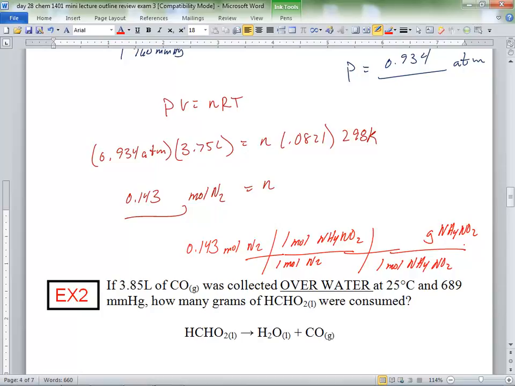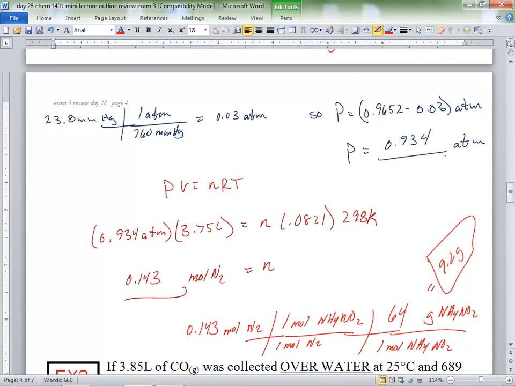Plugged into the ideal gas law. Did you get 64 as a molar mass for ammonium nitrite? 64? You did? Okay. So you got about 9.2 grams is the final answer? Excellent. Yeah, somewhere close to 9, depending on how many digits you're carrying in your calculator. That's a long one. They can't get much more complicated than that. That's why they're in the review.